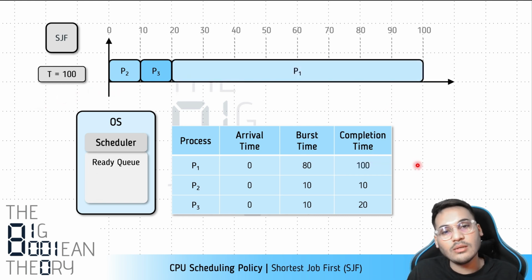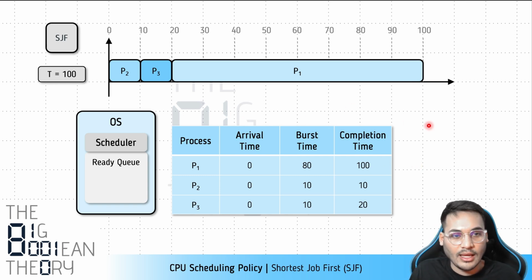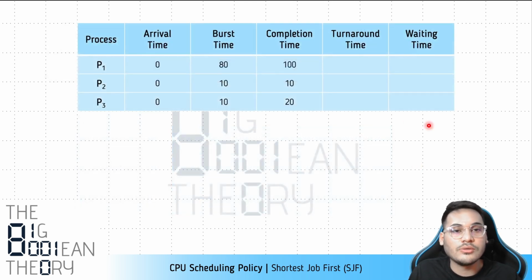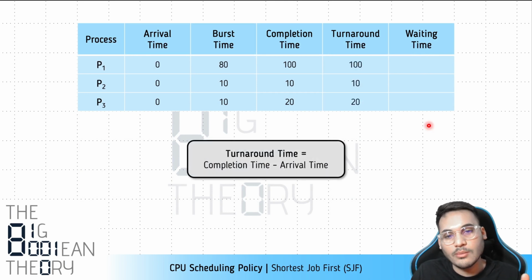So like previous time, let us again calculate the turnaround time and the waiting time. So this is the Gantt chart, and let's calculate the metrics. You can see we'll follow the same procedure. To calculate turnaround time, we have a simple formula: completion time minus arrival time. Here, since the arrival times are 0, the turnaround time is the same as the completion time.